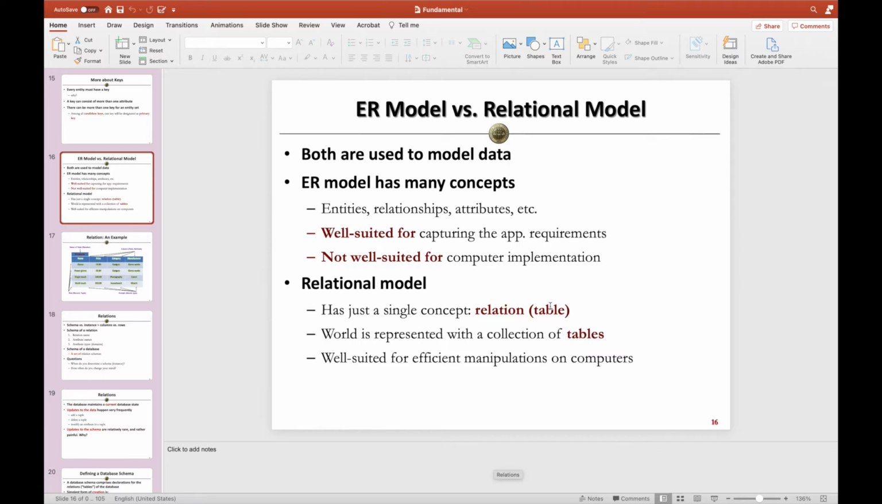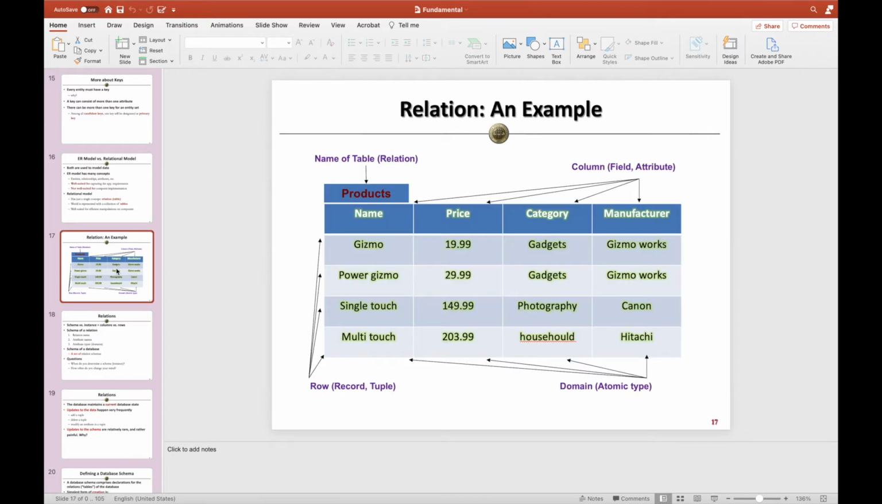However, the ER model is more complex, with multiple structures to represent different data, right? The relational model is much simpler because everything goes into a relation. We provided you with an example last week for the product. So we can represent the relation of the products as a table like that, right? We have Products as the name of the table, as well as several columns denoting the attributes of the relation. Besides this, we also have some concrete data tuples or data records, right? So the Gizmo, PowerGizmo, SingleTouch, and MultiTouch are 4 different products.